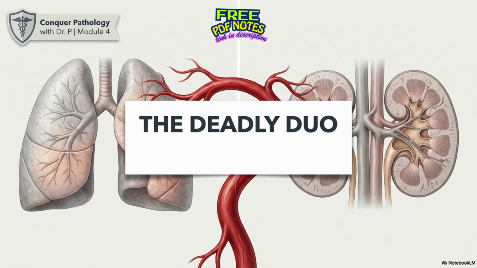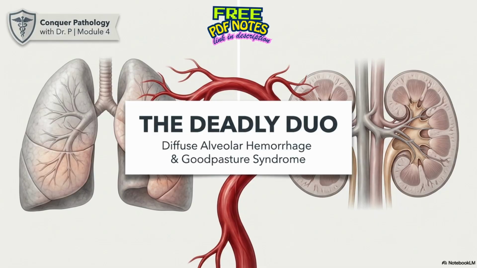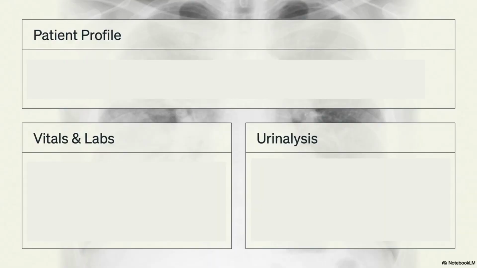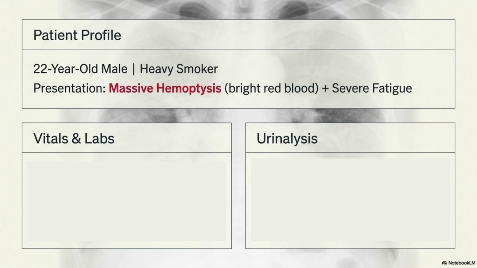Next, we are looking at what I call the deadly duo: diffuse alveolar hemorrhage and Goodpasture syndrome. Let's get right into it. We will start with a clinical case. Here's a patient profile: a 22-year-old male who is a heavy smoker. His primary presentation is massive hemoptysis, meaning he is coughing up bright red blood, combined with severe fatigue.